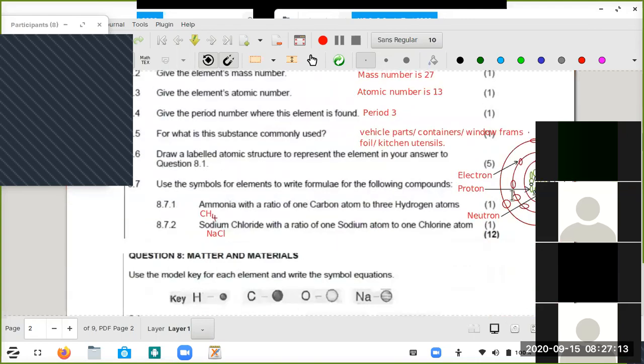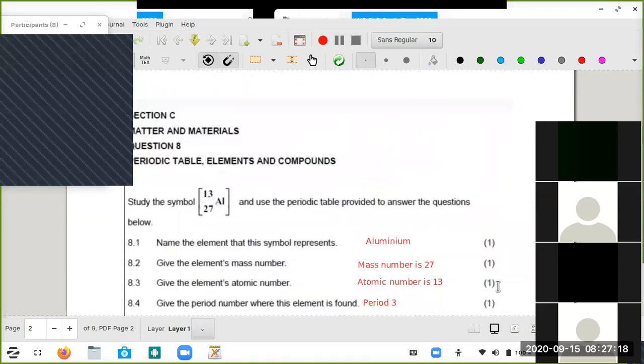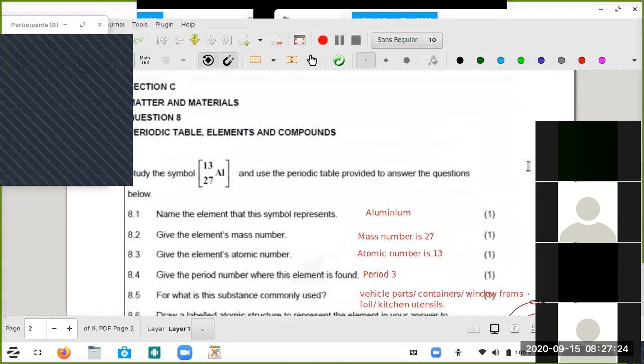Before we move on to the next question on matter and material as well. No questions. Right. The third question on matter and material: study the symbol 13AL27 and use the periodic table provided to answer the questions below. Name the element that this symbol represents, using the periodic table.